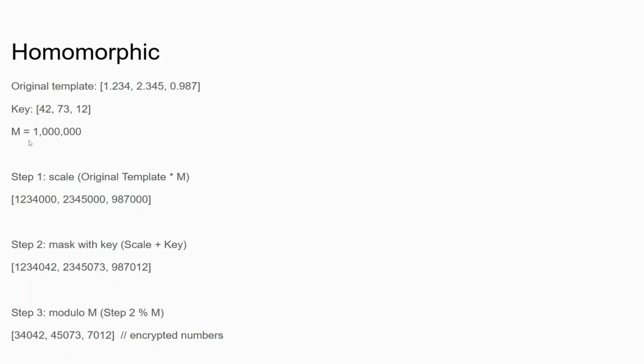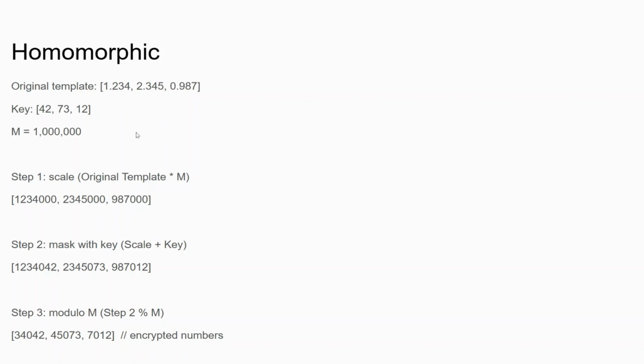Then M stands for modulus. This can be any number, really, but it's much easier if you have a number that's divisible by 10, per se. In this case, it's a million, because this M is just being used to scale a number, and you'll see how we do that. So step 1 is to scale a number. We're going to multiply our template by our variable M. As you can see, each number in the template is multiplied by M. So 1.234 becomes 1,234,000, and so forth. And that's done for each number in the template.